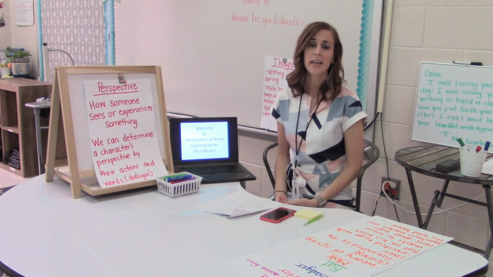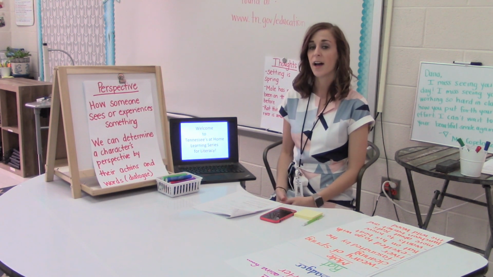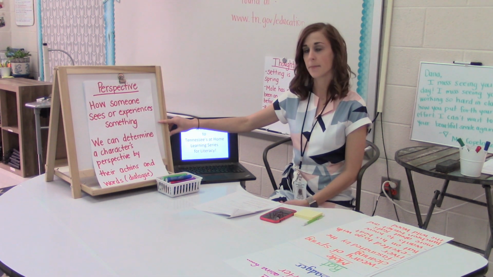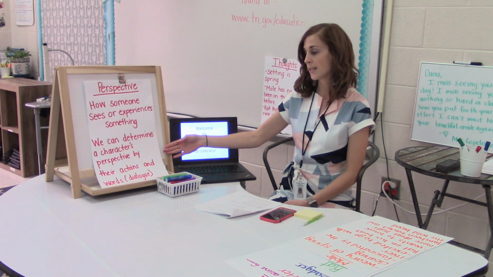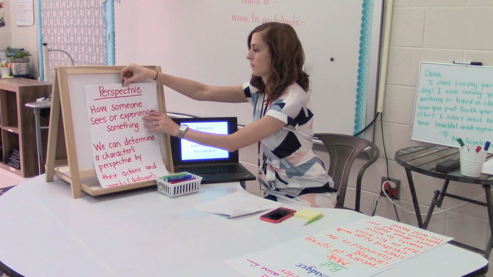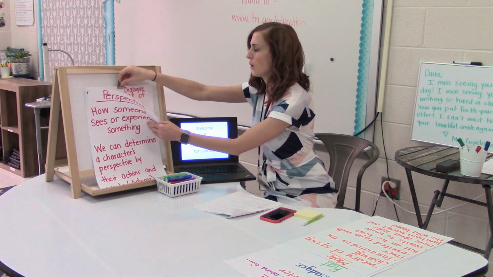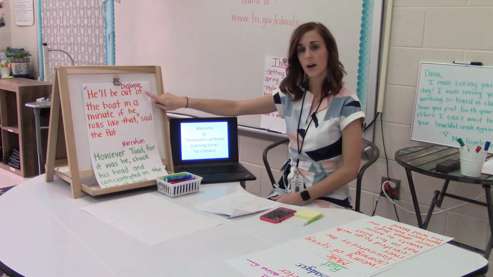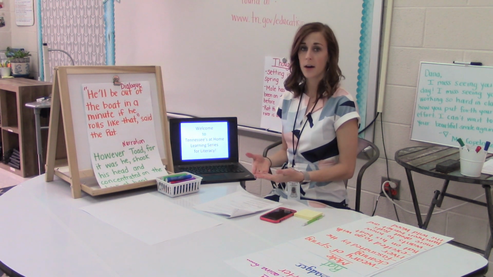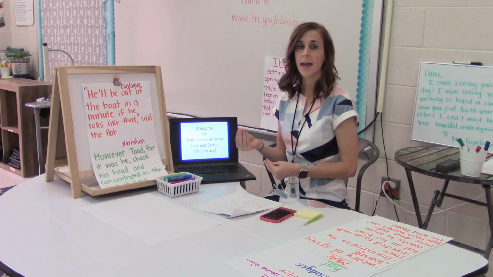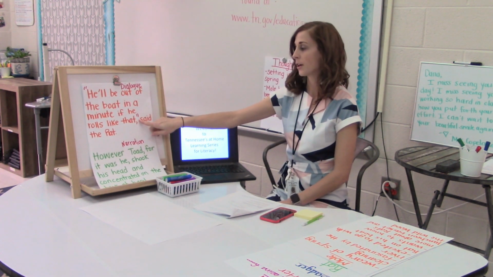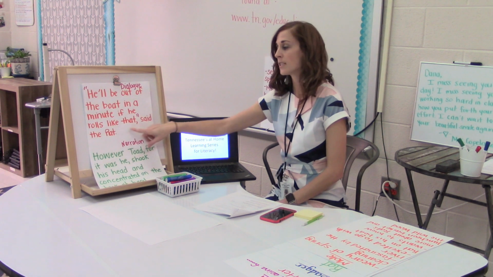Through the story we've been reading, we have learned about the literary tool of perspective. Remember, perspective is how someone sees or experiences something, and we can determine a character's perspective by their actions and by their words, their dialogue. Remember, we said yesterday that dialogue was the words that the character is saying out loud. And we can tell when there is dialogue in a story because the words the character is saying aloud have quotation marks before and after. And there's also a dialogue tag that tells who is speaking.